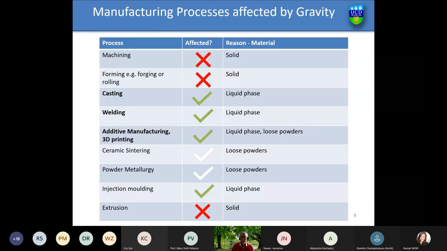So various manufacturing processes then are affected by gravity. Not manufacturing processes like machining, which are in the solid, but particularly those processes which involve liquids and usually solidification, like casting, welding, 3D printing in metals, injection molding of polymers, etc. So this is not relevant to all manufacturing processes.